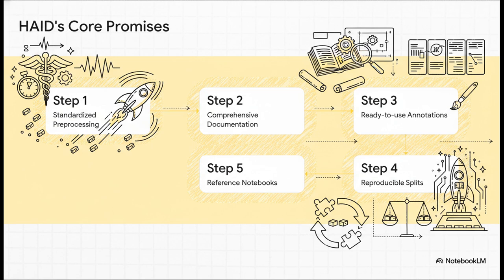All right, let's break these down because this is where the magic really happens. First, standardized preprocessing. That just means the data is already cleaned and formatted for you. Then you've got comprehensive documentation, so you actually know the context of what you're looking at. Number 3, ready-to-use annotations from medical experts are already included. 4, reproducible splits. This is huge. It lets you fairly compare your model's performance against what other people are building. And finally, reference notebooks, which give you working code to start with from day one. All of this together means you can start building, not cleaning.